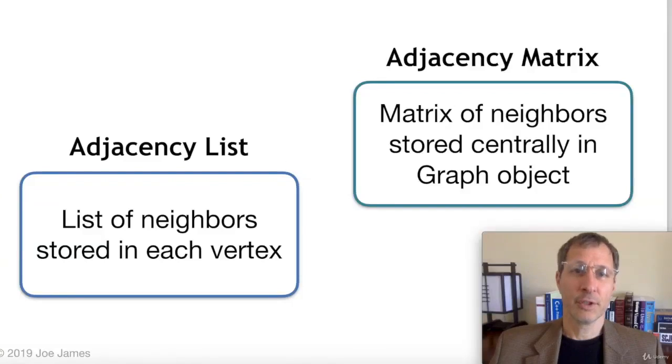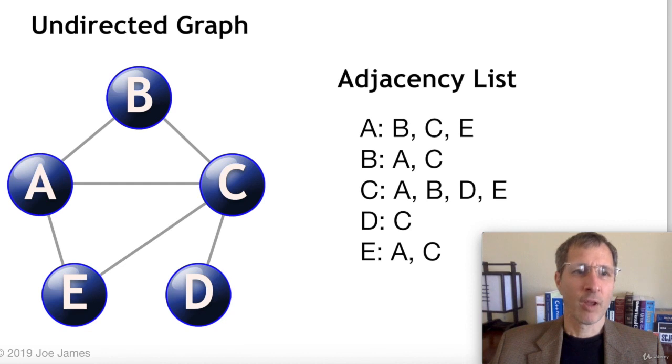So in this section, we're going to cover the 2 most common ways to implement graphs, which is using an adjacency list and an adjacency matrix. An adjacency list stores a list of neighbors for each vertex in the vertex itself. An adjacency matrix stores a 2D array of all of the connections between the vertices in the graph object. So let's take a look at this undirected graph with 5 vertices and a number of edges connecting them.